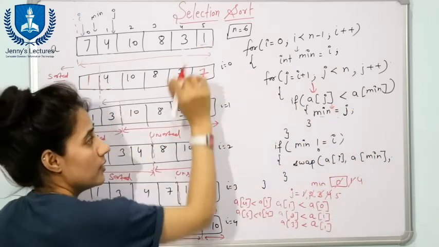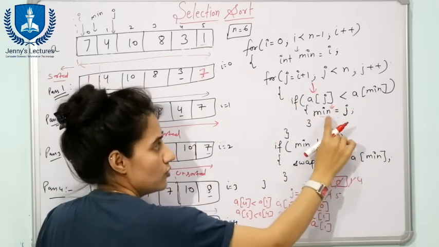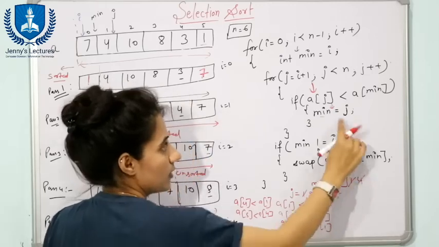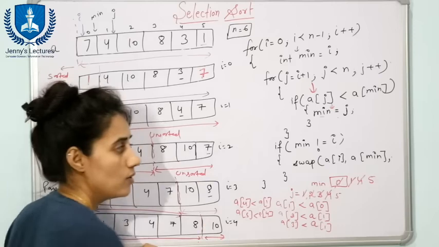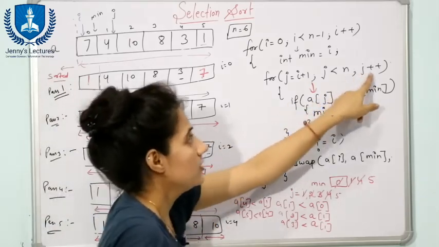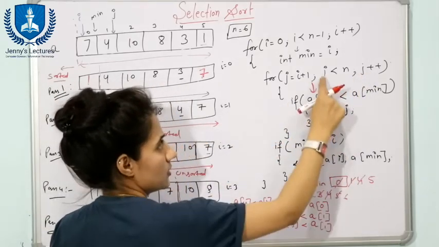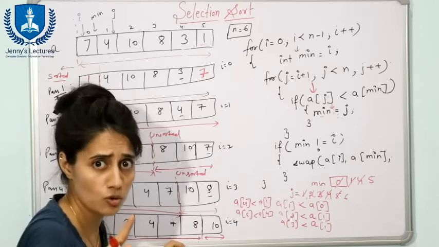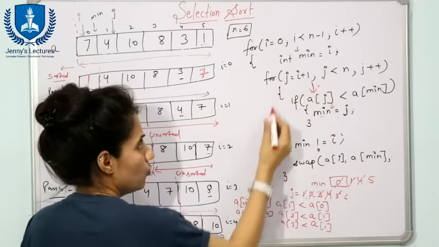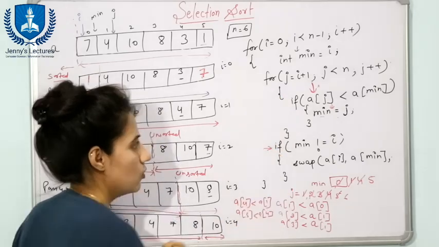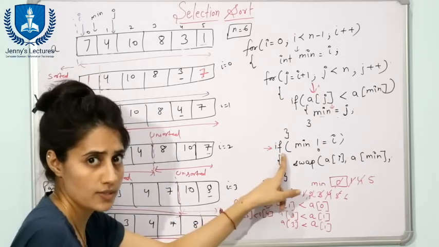So obviously the minimum element is this one. So the value of this min variable would be updated, and min is equal to j. Now j value is 5. So min is now equal to 5. Now again j plus plus, j is equal to 6. 6 is less than 6? No, this condition is not true. The control will not go within this loop. Control will go out from this loop, and out from this loop the control will go here only. This is the statement.